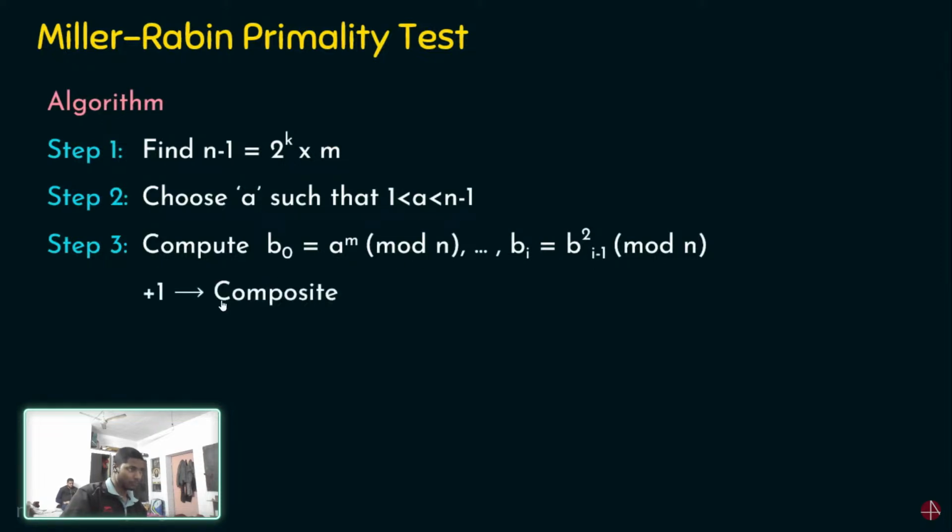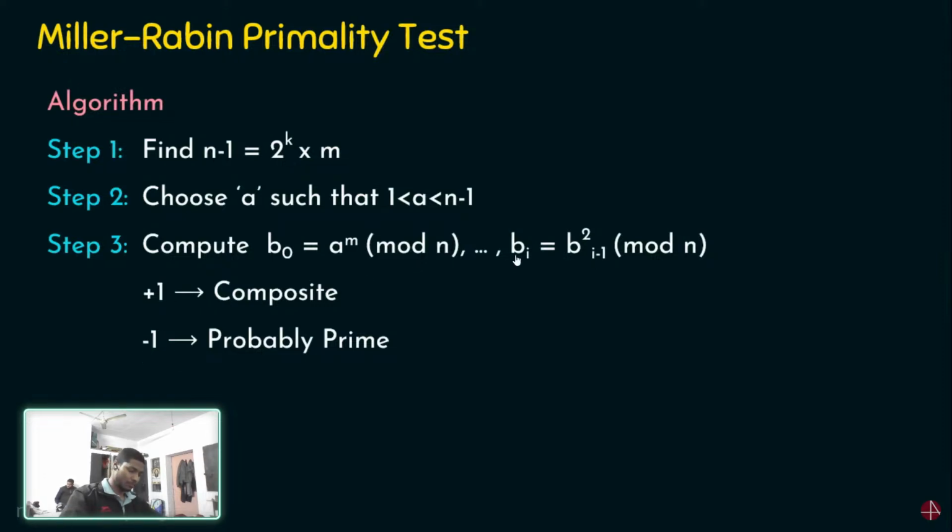If the result of b naught is plus 1, then it is a composite number. If the result of b naught is minus 1, then we can say it is probably prime. In case we get a value for b naught that is neither plus 1 nor minus 1, then we are going to compute the next step b1. How are we going to do b1? b1 is equal to b naught square mod n. It means the next step b1 is the square of the previous step under mod n. If that result is also not plus 1 or minus 1, then proceed to b2 and then b3, till you get the value either plus 1 or minus 1.